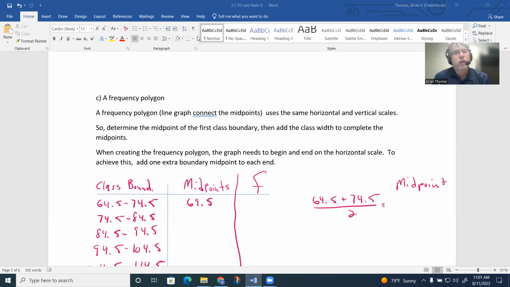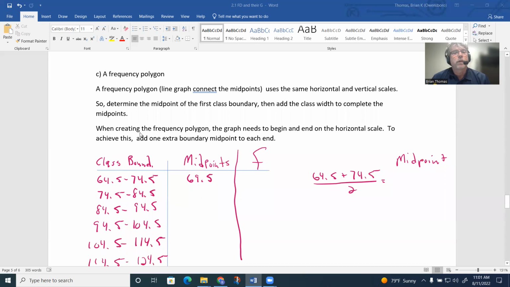So the first thing we have to do is determine the midpoint for the first class boundary, and then we're going to add the class width to complete the midpoints. Also, when creating the frequency polygon, the graph needs to begin and end on the horizontal scale. To achieve this, add one extra boundary midpoint to each end.